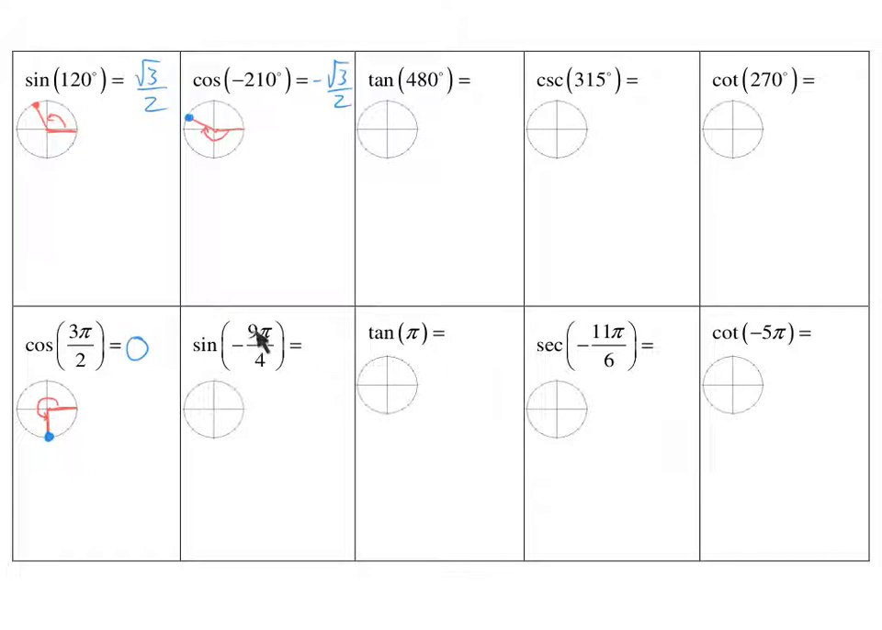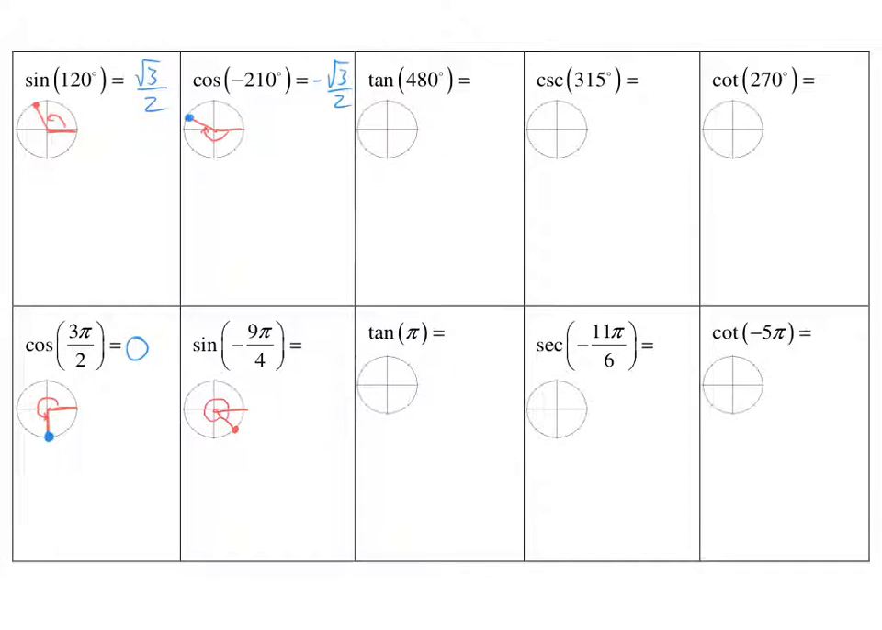Next, negative 9 pi over 4. Ooh, negative 9 pi over 4. Isn't that going to be 2 pi, 2.14? So not 2.14, 2 and a quarter. A little bit trickier. You've got to go around once in the negative direction. And then aren't you going to go a quarter more? So it's going right to there.